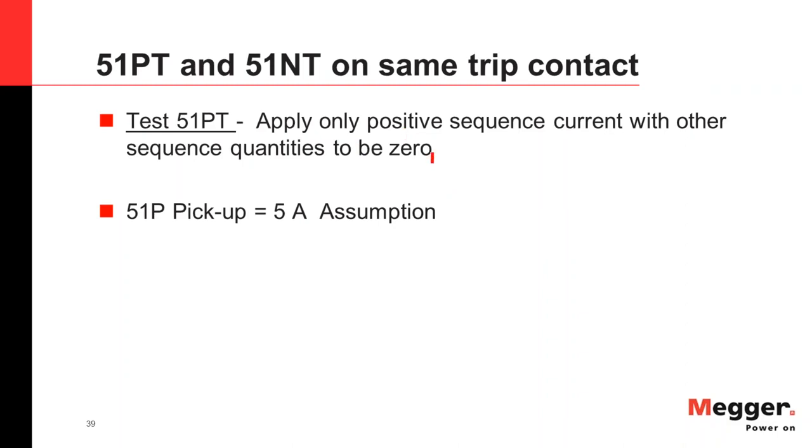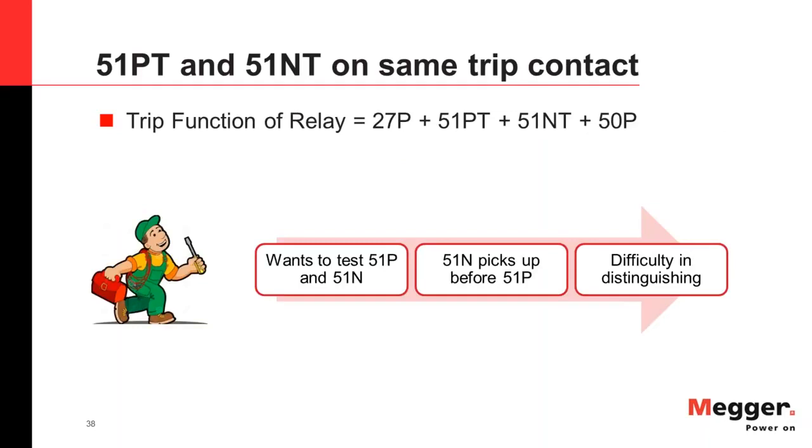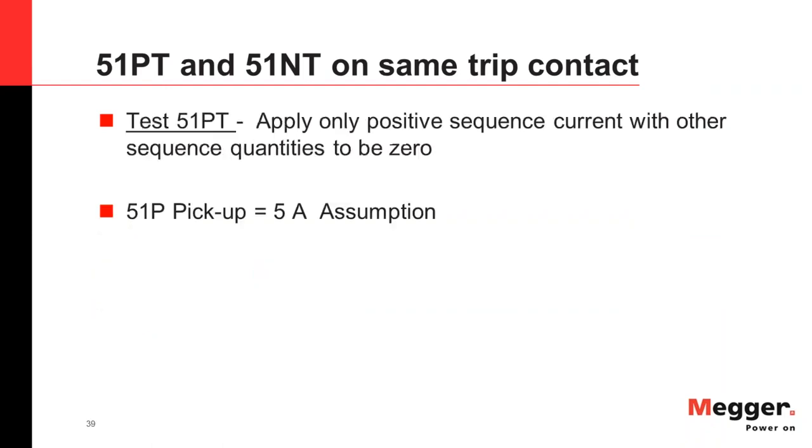If there is no negative sequence or zero sequence current, my 51N element is not getting any current. Why? Because as I explained, 51N is the neutral overcurrent. It's measuring the neutral flow of current, the neutral current. There is no neutral current because I am only supplying positive sequence current. There will be no operation of the 51NT element.